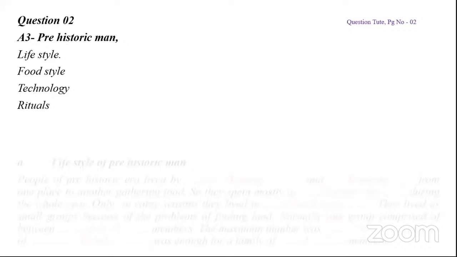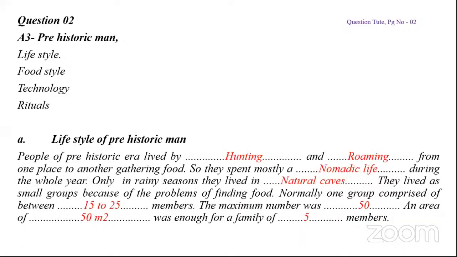Lifestyle of prehistoric man. So when this question is given, how is the question given? Explain briefly lifestyle, food style, and technology of Stone Age man. So that is the possible question. Out of these, you have to write.